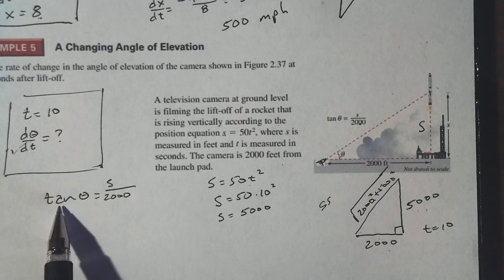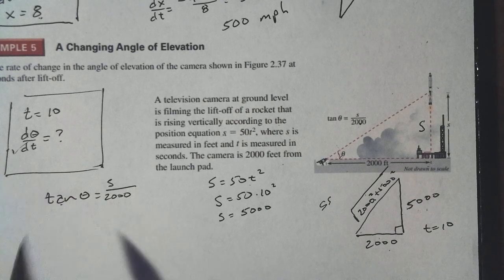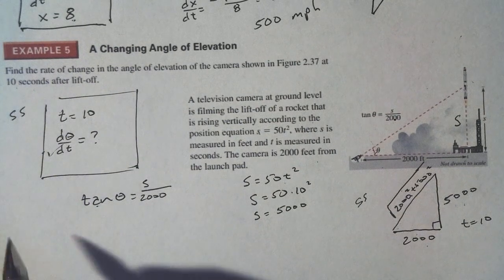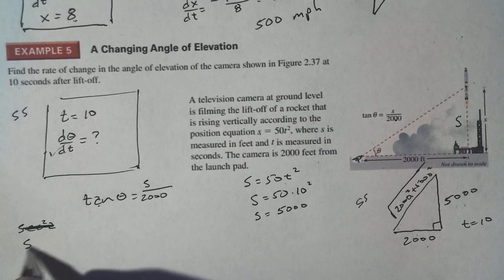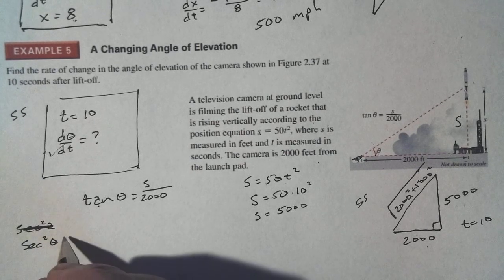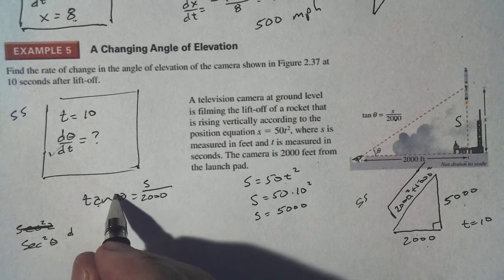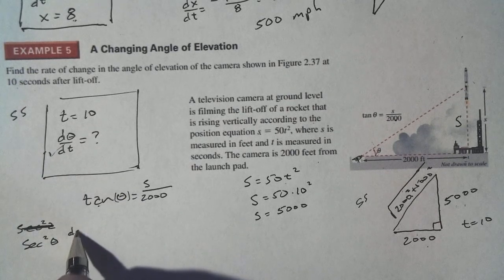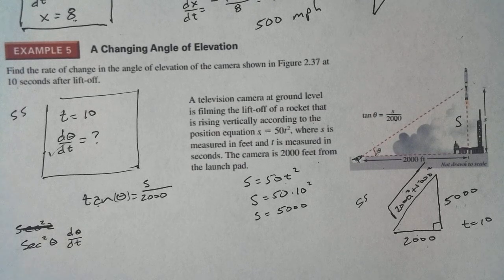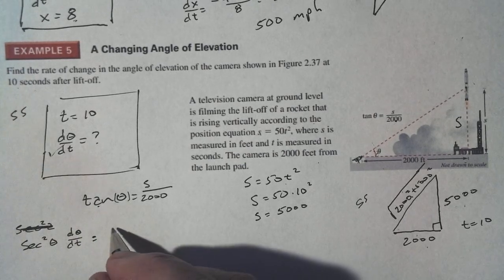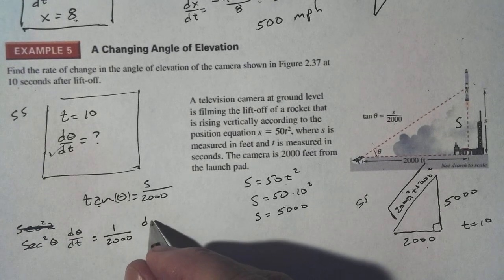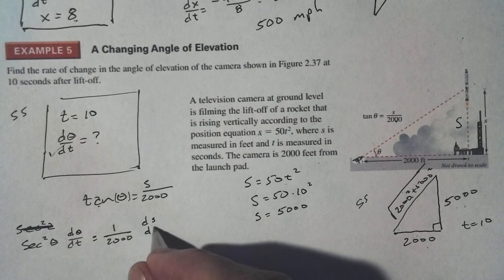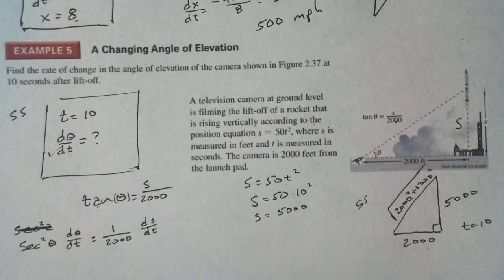So if I take the derivative of both sides, I get the derivative of tangent, and I suspect you may have to go back to your derivative rules for this one, but that is secant squared of theta, but with respect to t. Treat the baby, d theta dt, equals 1 on 2,000 ds dt when we take the derivative of the right side with respect to t.